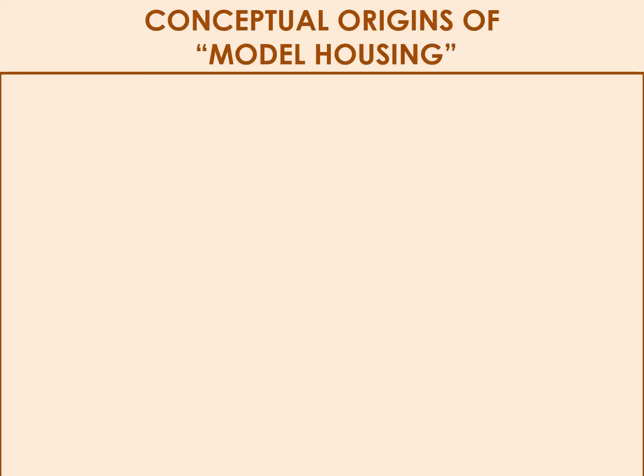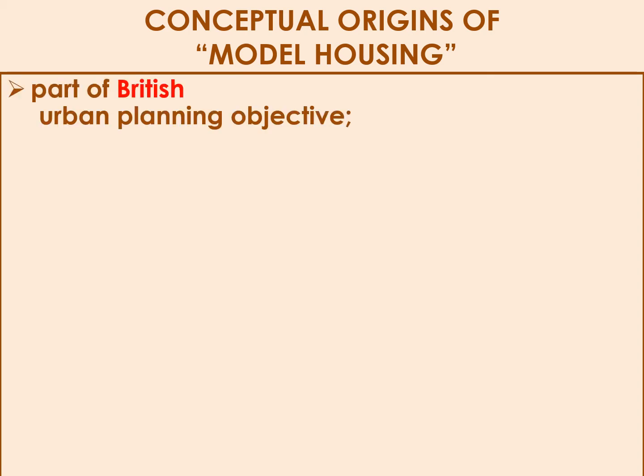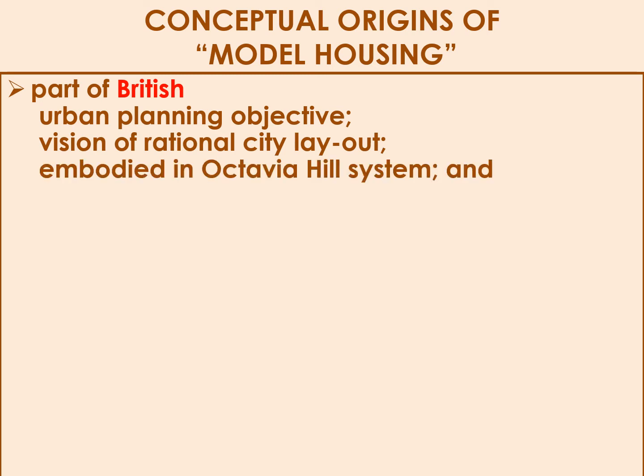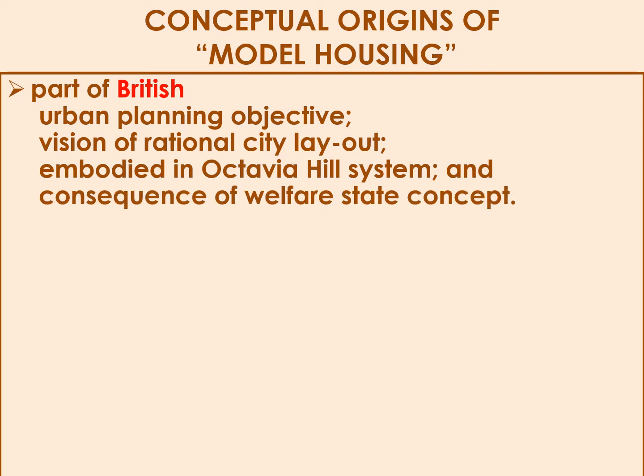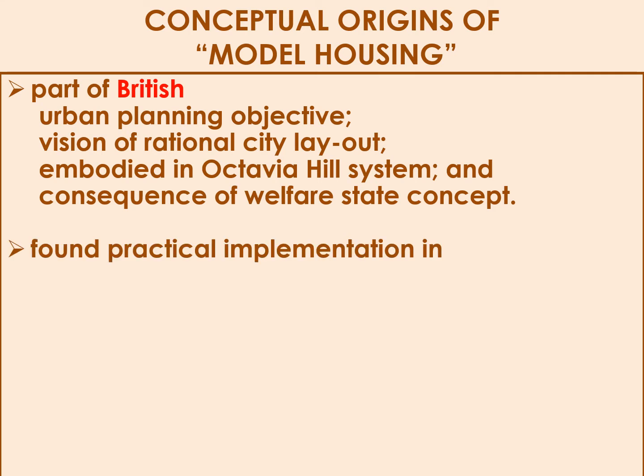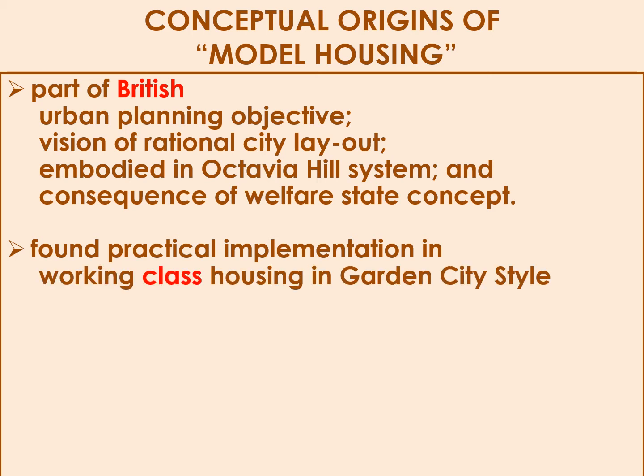The idea of model housing was at the time part of the British urban planning objective and vision of rational and uplifting city layout and planning, as embodied in the Octavia Hill system and as a consequence of the welfare state concept. These ideas found practical implementation in working class housing of metropolitan cities in the so-called garden style.